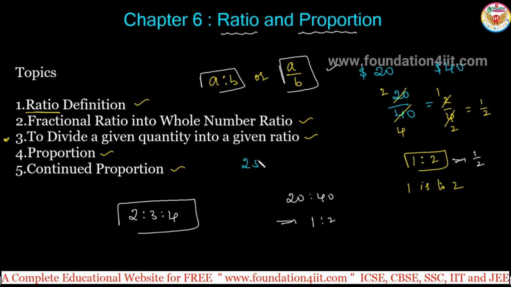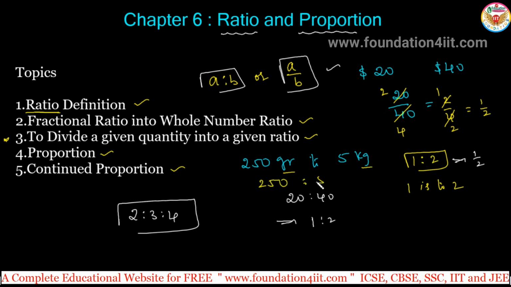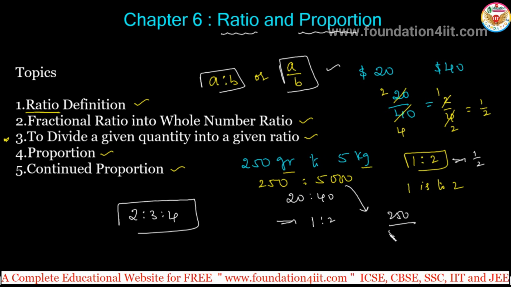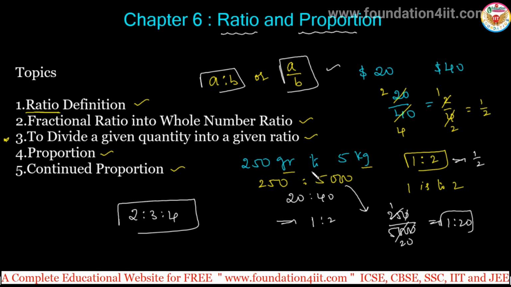For example, 250 grams. We have to compare with 5 kilograms. So this is in grams and this is in kg. Convert into the smaller unit. So 250 is to 5 kg. 1 kg is 1000, so 5 kg is 5000. Now this is in grams and this is also in grams. Then we can do comparison. We can write 250 divided by 5000. We can do cancellations. 25 ones are 25, 25 twenties are 500. That is 1 is to 20. That is 250 grams to 5 kg. Don't just see the number: 250 is in grams and this is in kg. So whenever the units are the same, only then we can compare, and the ratio must be in simplest form.